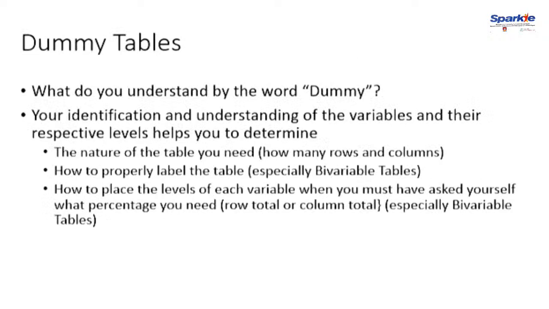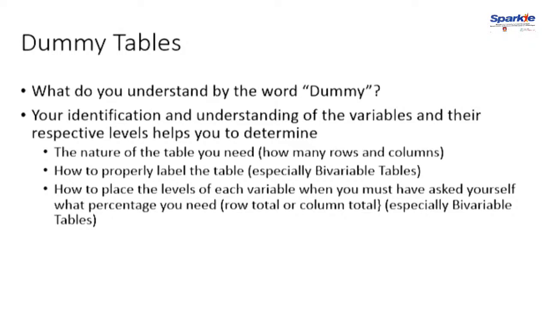All right. Your identification and understanding of the variables and their respective levels helps you to determine, one, the nature of the table you need. How many rows, how many columns. How to properly label the table, especially by variables. How to place the levels of each variable. You must have asked yourself, what percentage do you need? Row total or column total?